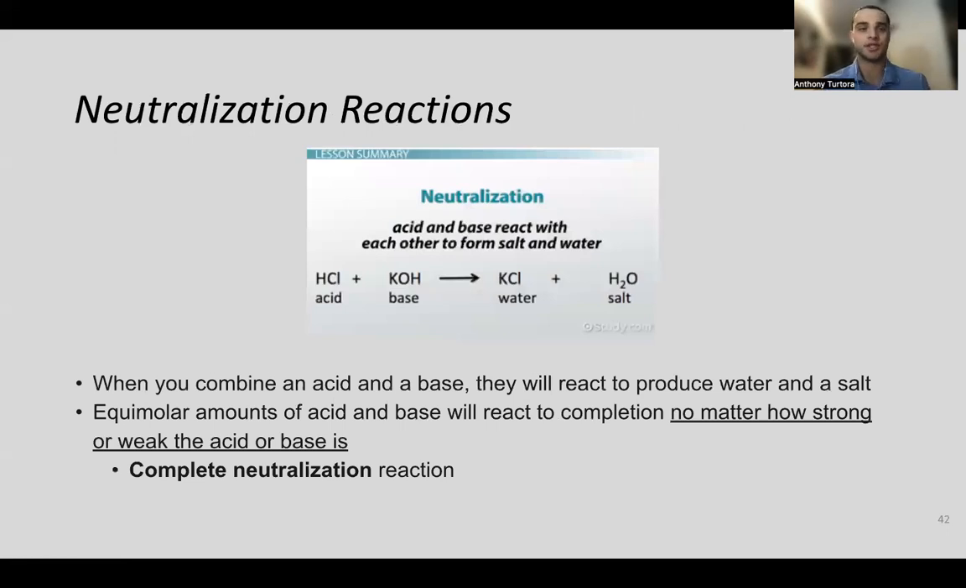So neutralization reactions, this is when we combine an acid and a base and we form water and salt. It is important to know that if we mix equimolar amounts, so if they have the same molarity, of an acid and a base together, it will go to completion and completely neutralize no matter the strength of the acid or base. This will happen all the way to completion.